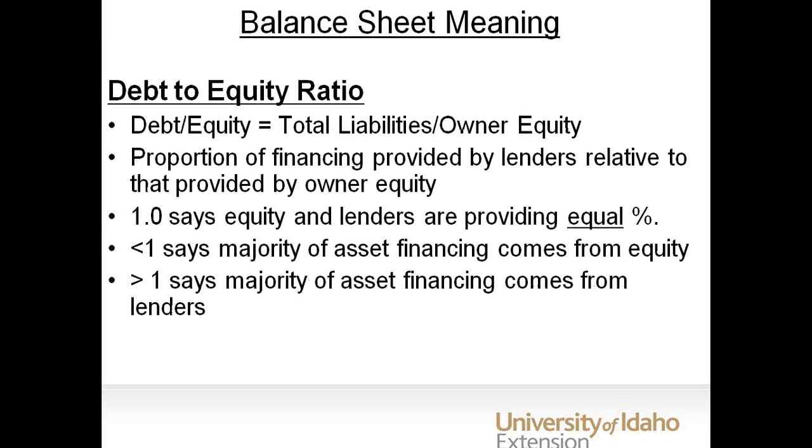Another ratio is the debt to equity ratio, which measures total liabilities to owner equity. So if it's 1, that means debt and equity are the same, so 50% of the total assets are owned by the bank or lenders, and 50% are owned by the owner.